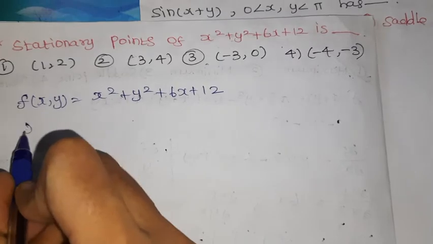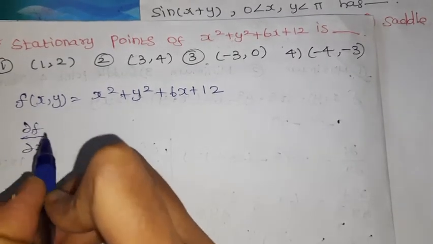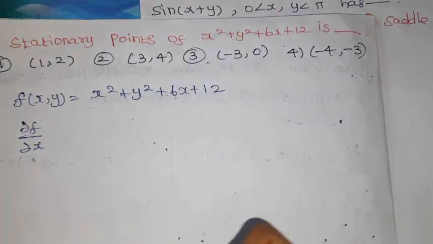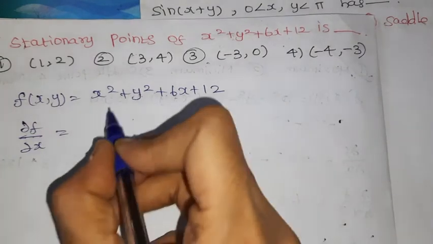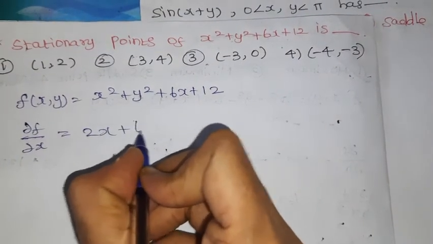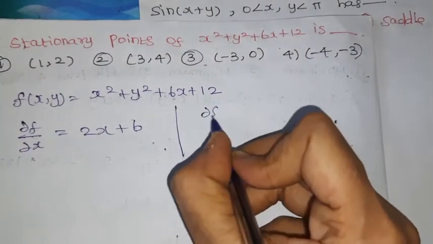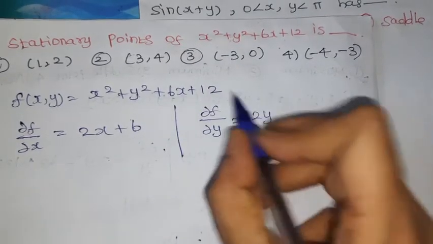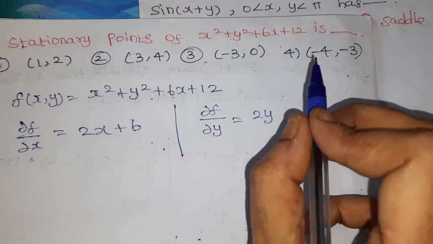Then find out dou f by dou x and dou f by dou y to find the stationary points, and equate them to 0. We will get one point. That point will give the stationary point. Then dou f by dou x is nothing but 2x plus 6. Then dou f by dou y is 2y alone.